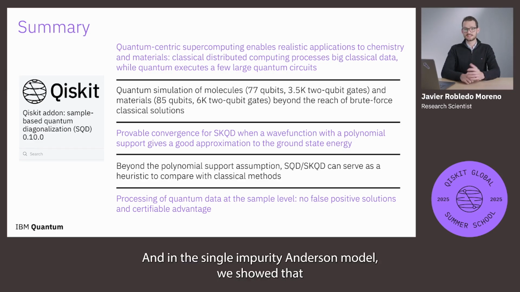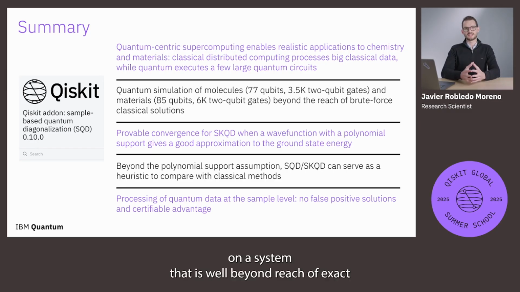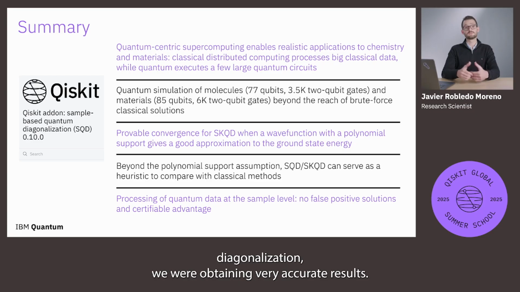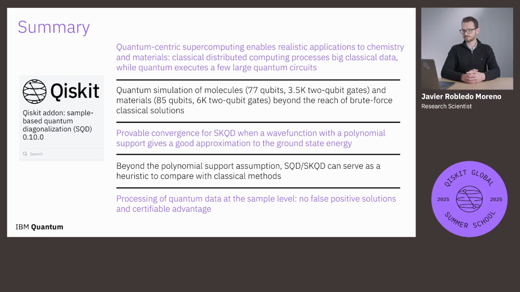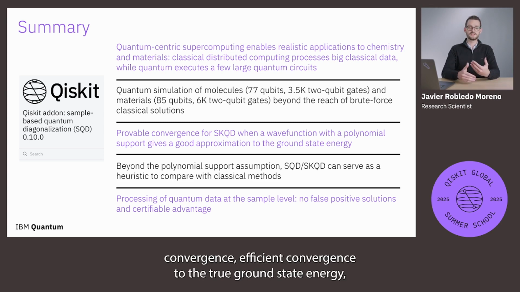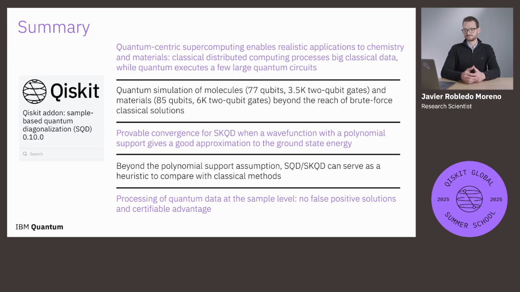And in the single impurity Anderson model, we showed that on a system that is well beyond the reach of exact diagonalization, we were obtaining very accurate results. For SKQD, we have a proof that shows that there's efficient convergence to the true ground state energy with a number of quantum circuits and number of samples collected from each circuit.